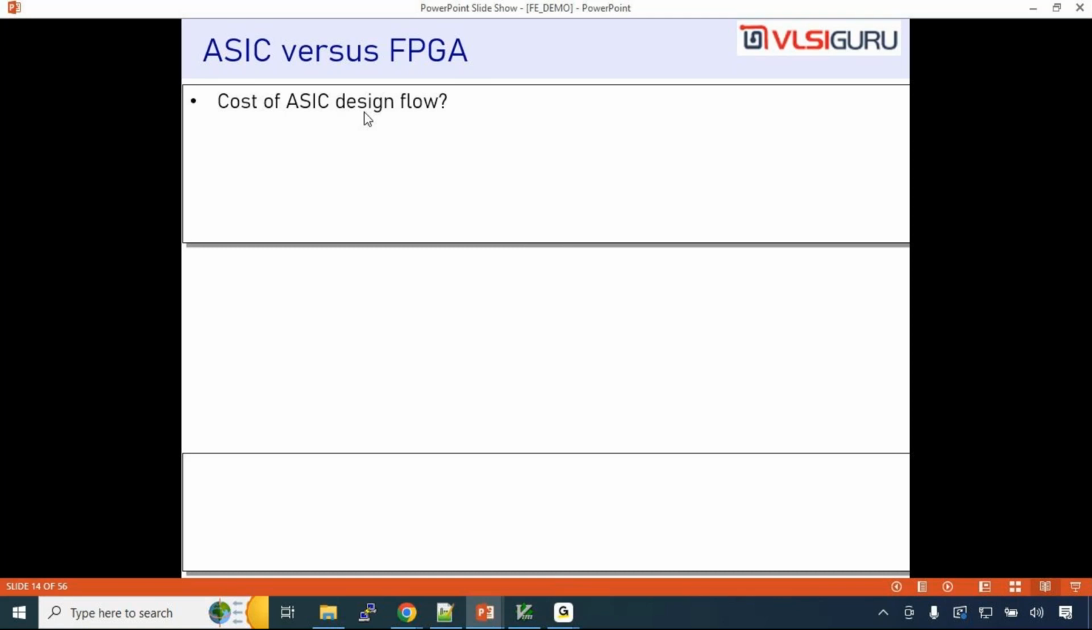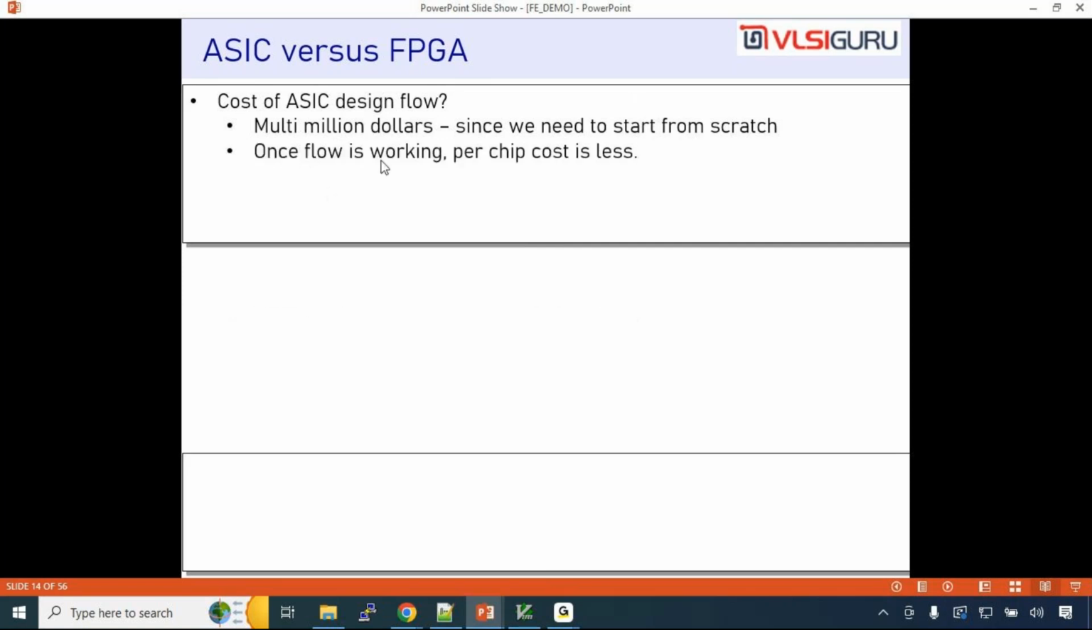Cost of ASIC design flow, it's multi-million dollars. Actually in ASIC, the initial investment will be very high, since we need to start everything from scratch. You don't have any board. In ASIC, you don't have any board. You have to start everything from scratch. Because of that, it will be costly. Once the flow is set up, per chip cost will be less.